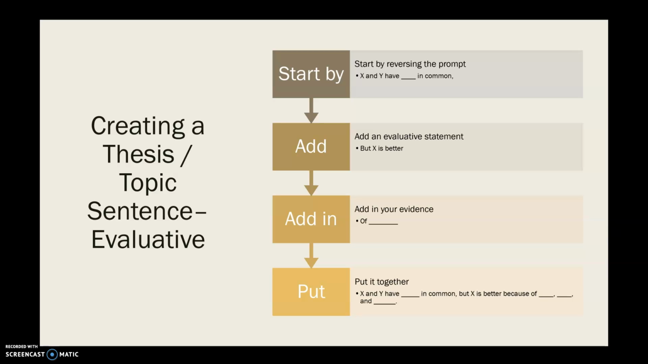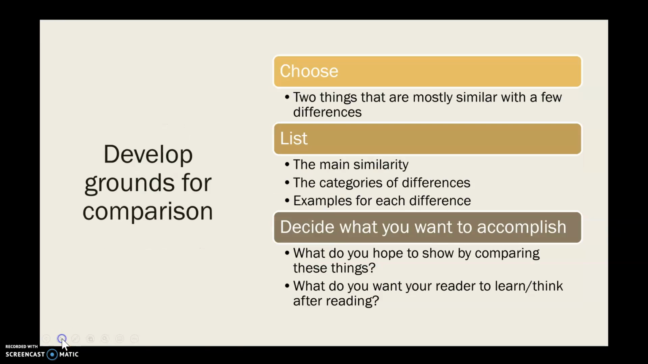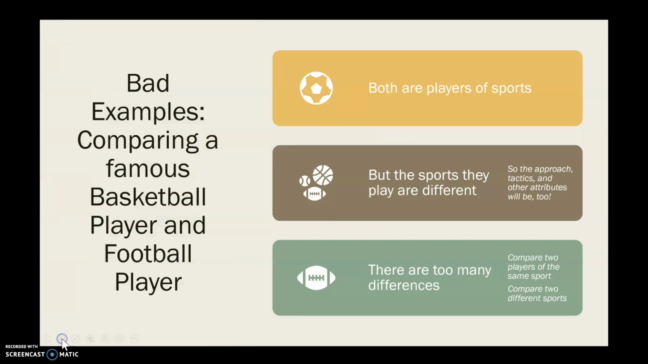Cats and dogs are both pets, but cats are better because they're more independent, require less grooming, and are better for small houses. That was just randomly off the top of my head as I was looking at my cat sleeping. But that kind of thing. So that's two ways that you can create a topic sentence, depending on whether or not you want to do an objective one where you're not saying which one is better, or an evaluative one where you are saying which one is better. So let's go ahead and get to the next section.